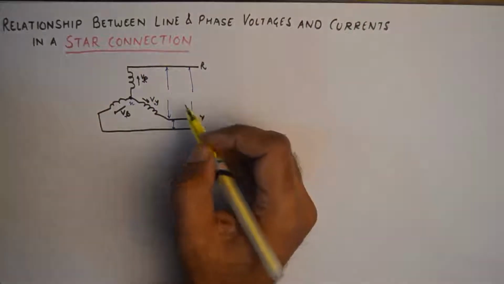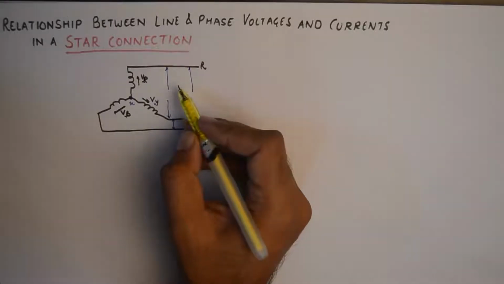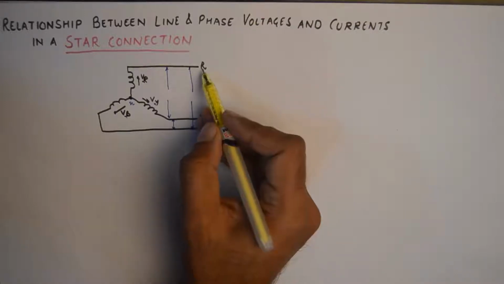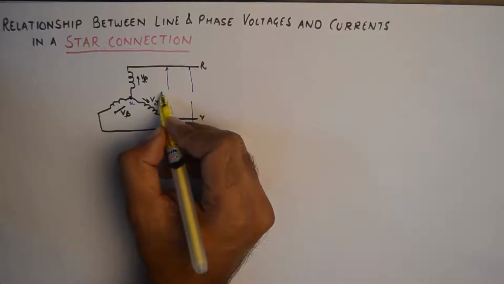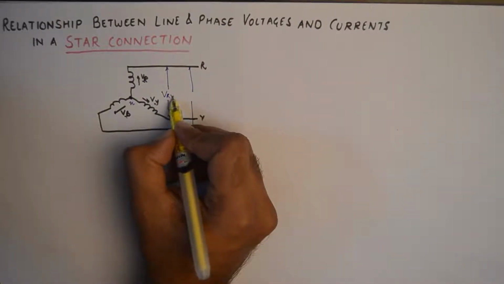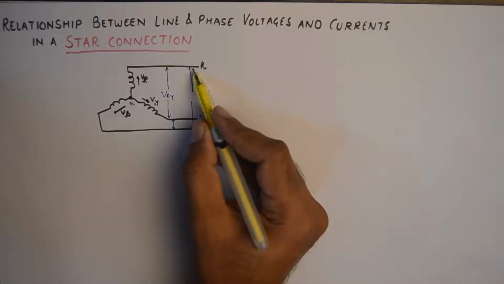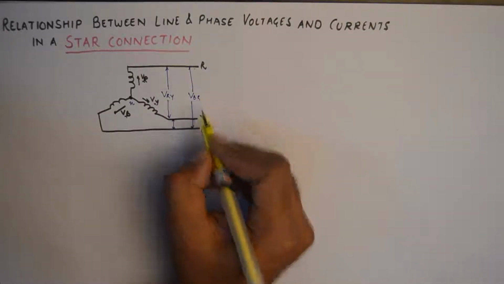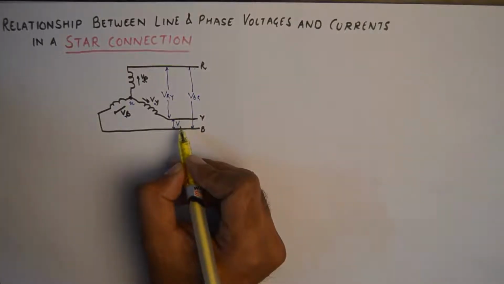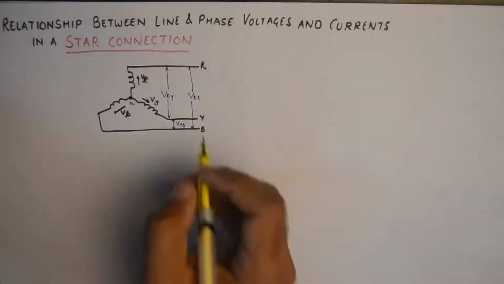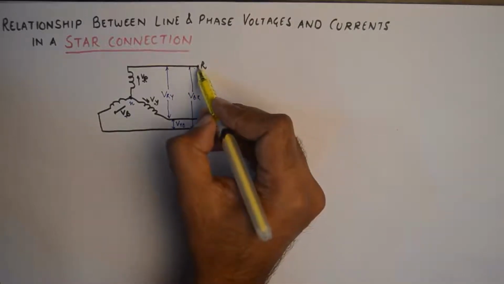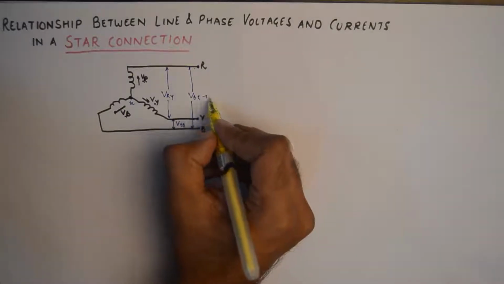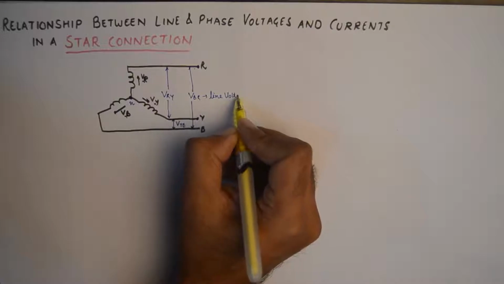we'll need to find out the other possibilities of voltages that arise in this connection, which is the voltage between this line R and this line Y, which will be termed as VRY. The second possibility is the voltage between the line R and B, which is VBR. And the third one is VYB. And because these voltages are between this line R and this line Y, this is termed as the line voltage.